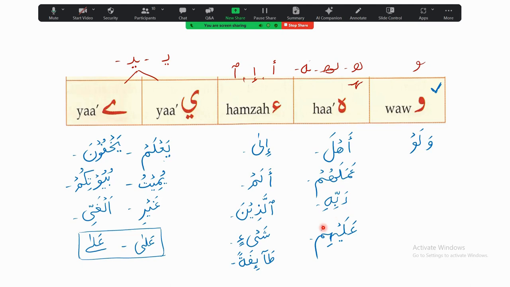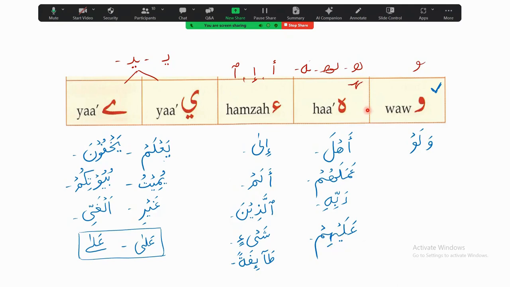Another possibility is that you will find the ha written like this as well. In the Quran, you will find it written like this. And when it comes in the middle, you will find both of these possibilities, in this way and in this way as well. So in this example of "alayhim", the ha is in the middle, and the shape is like this.